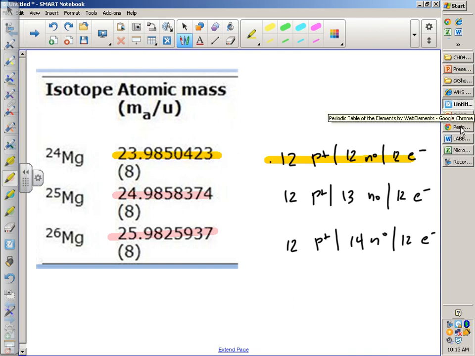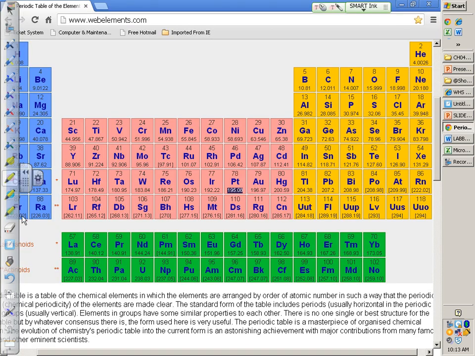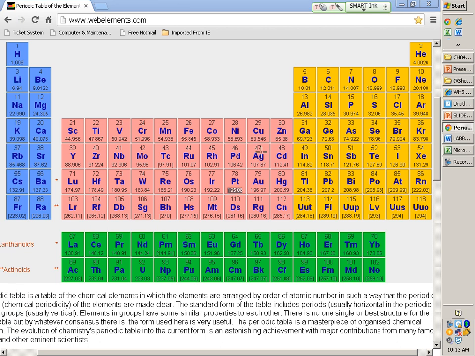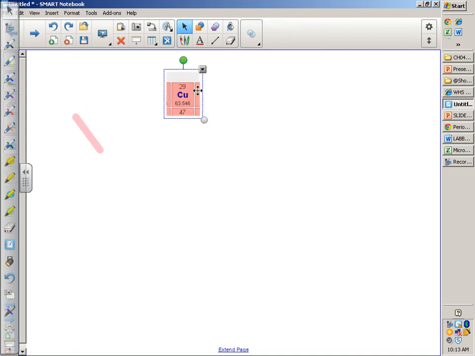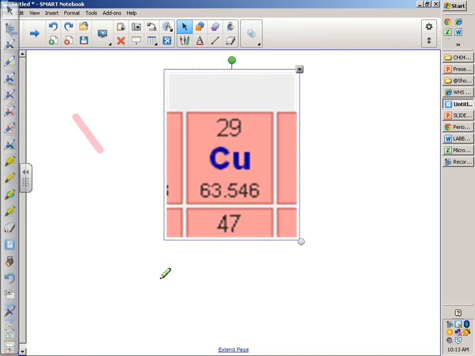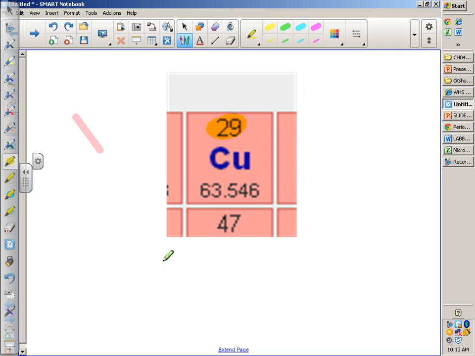But if you look at the actual periodic table, let's take copper, for example, seeing as how you just used it on your quiz. When you look at copper, this is copper's atomic number of protons, right? But this number right here, is that close to a whole value? It's right in the middle, right?